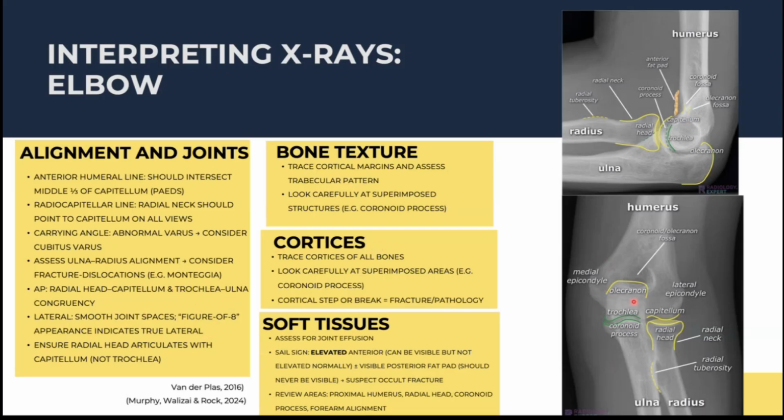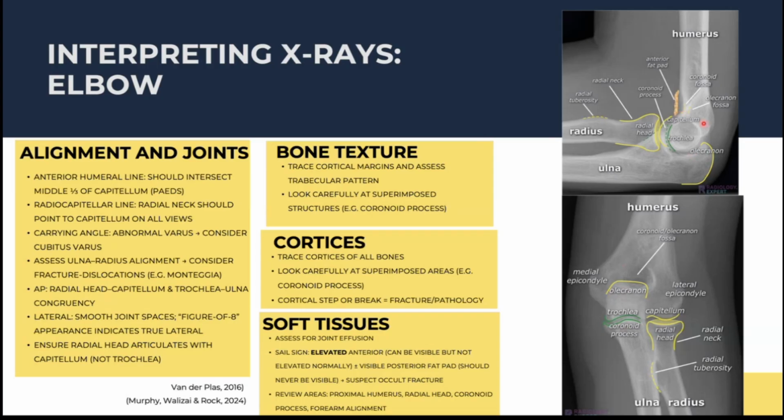So when you're looking at this AP, the radial head and the capitellum are congruent, so there's no displacement here. And then the same with the trochlea and the ulna as well. On the lateral, there should be nice smooth joint spaces, and you should have this figure of 8 appearance if it's a true lateral, which on patients who have come in with trauma of the elbow can often be quite difficult to obtain, because it requires us to abduct the arm quite significantly to be able to get that image. But sometimes we are able to get it.